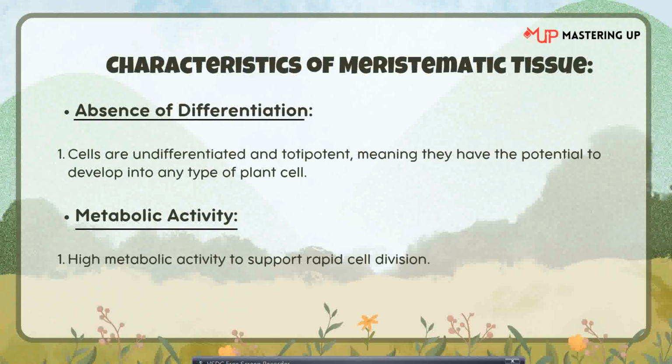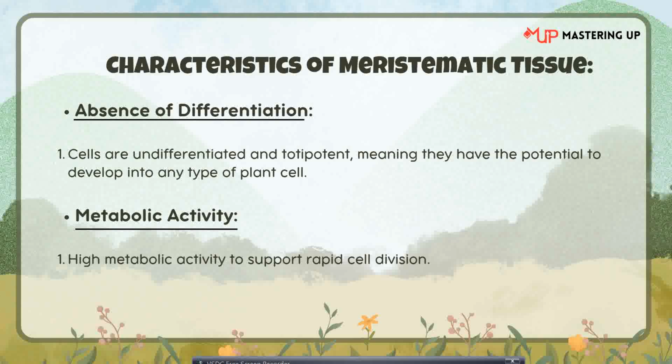Now the absence of differentiation. As I told you earlier, the cells are undifferentiated and totipotent. Undifferentiated means these cells don't form another organ or some other functional part. Their only goal is to multiply and grow. So they are totipotent.